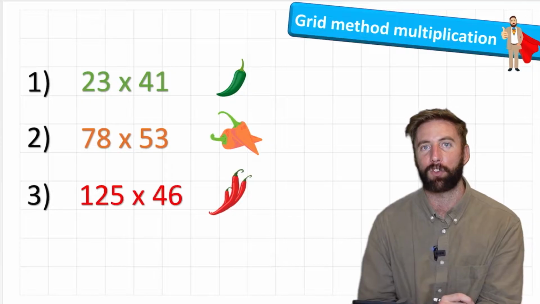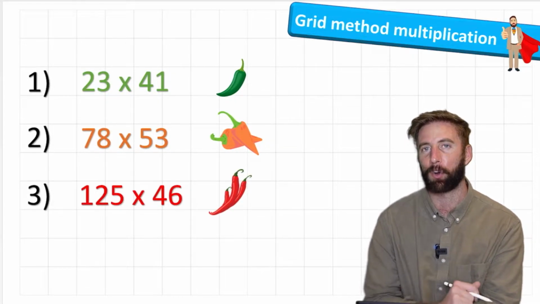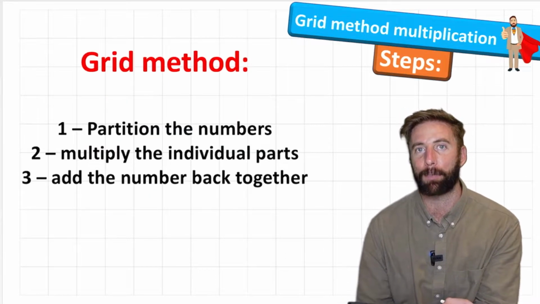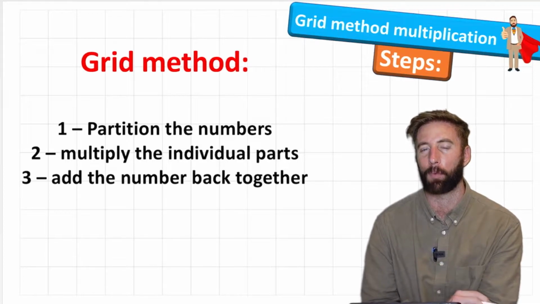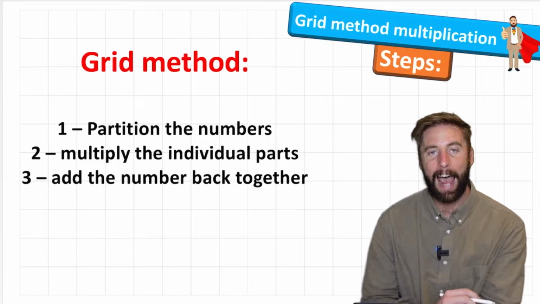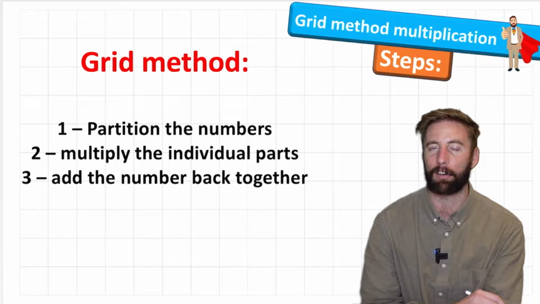Okay, we're going to look at these 3 questions. We've got a green, an orange, and a red chili challenge. They get progressively harder as we go forward. But first, let's look at our steps for grid method. First step we're going to do is partition our numbers. We're going to understand what that means in a little bit. Second, we're going to multiply the individual parts. And then third and finally, we're going to add those individual parts back together to get our final answer.